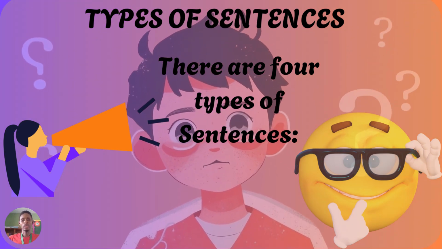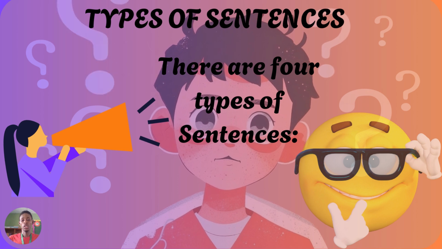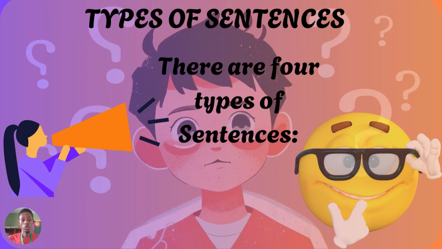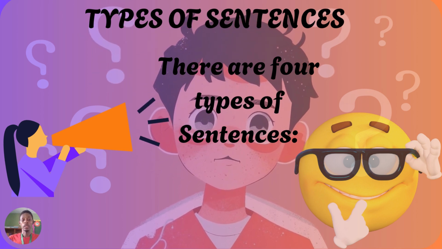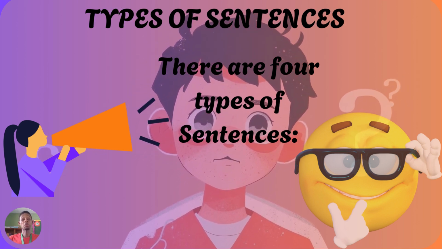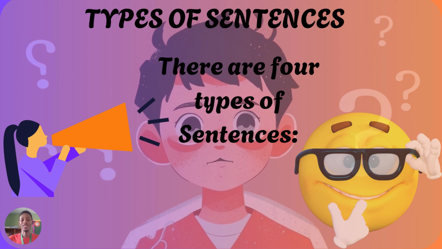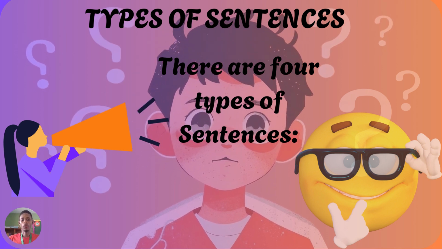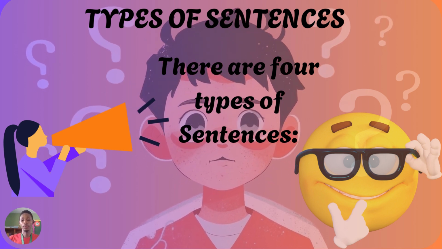Now, there are types of sentences which we get to see, and we make use of these types of sentences when we are talking, but we don't know that these are the types of sentences we're actually using. Now, there are four types of sentences, four good types of sentences.